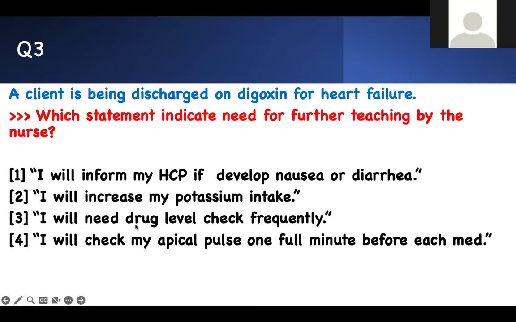I will need drug level checked frequently. Yes, because Digoxin is very toxic with a narrow therapeutic index. I will check my apical pulse for 1 minute before each medication. Yes, because when your heart rate is low, if your heart rate is less than 60 for an adult, less than 70 for a child, and less than 90 for a neonate, we have to hold it. So for this patient, we need to check their apical pulse. This is the right information. Therefore, number two is the one we need further teaching.